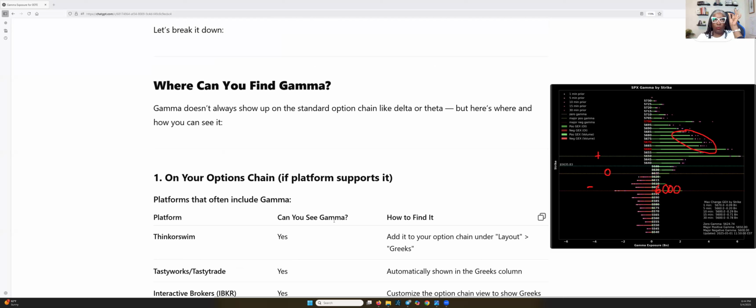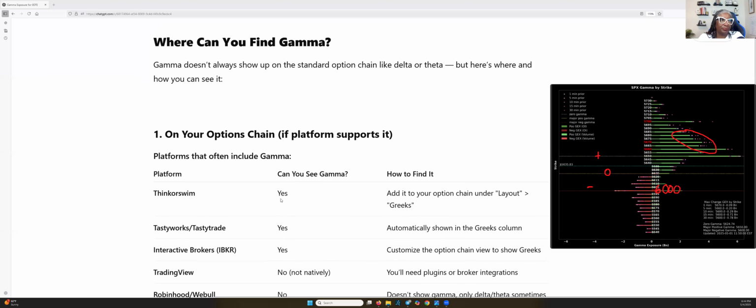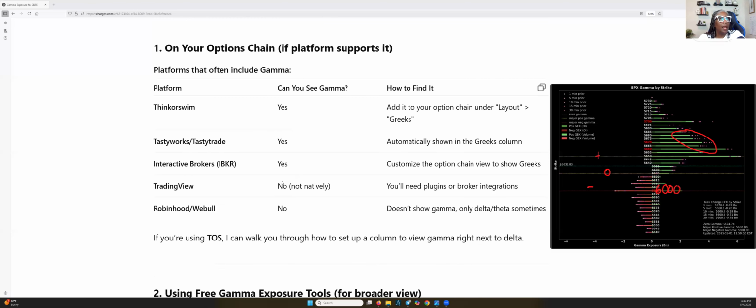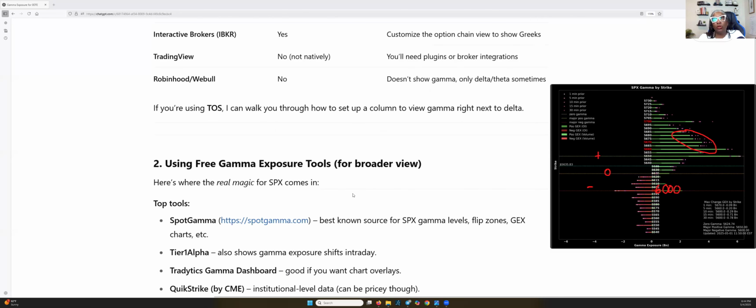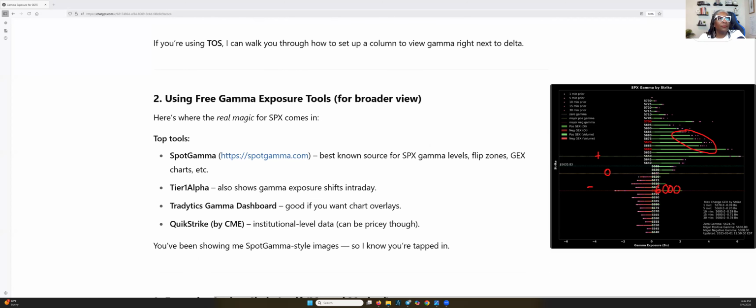Just like we add delta and probability out of the money, or whatever else, we can also add gamma. It's one of the Greeks, and it seems like all of the platforms have added it. TradingView is not really a platform, but there are ways to see it. There may be a gamma indicator, even on TradingView. There are also free gamma exposure tools for the broader view.